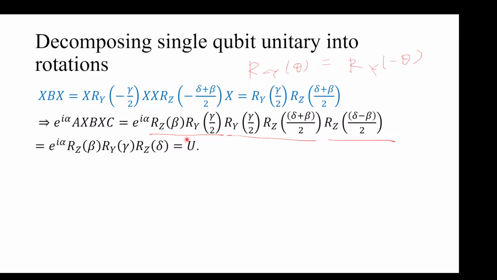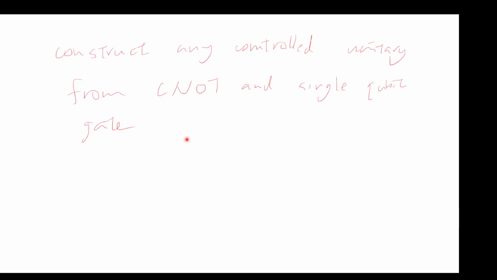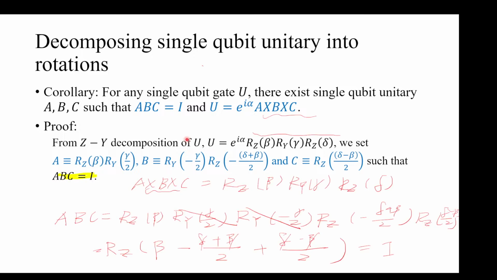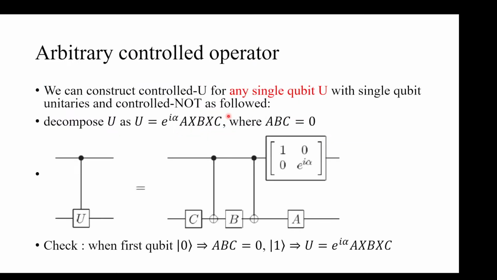Any question? Okay, so this is still set up, and now from the ZYZ decomposition, we have this ABC decomposition of a single-bit unitary. And finally, from this single-bit ABC decomposition, we can do an arbitrary control operator by a single-qubit unitary and CNOT.